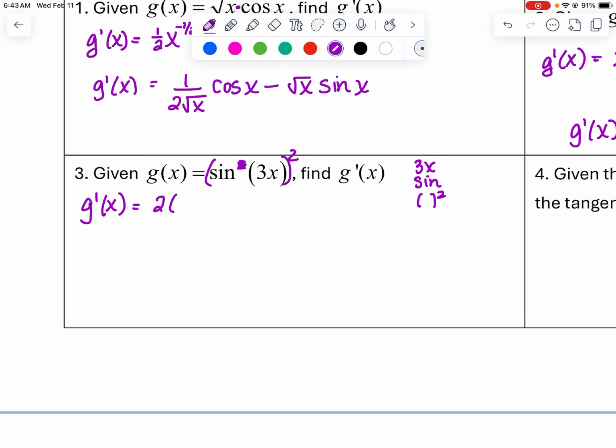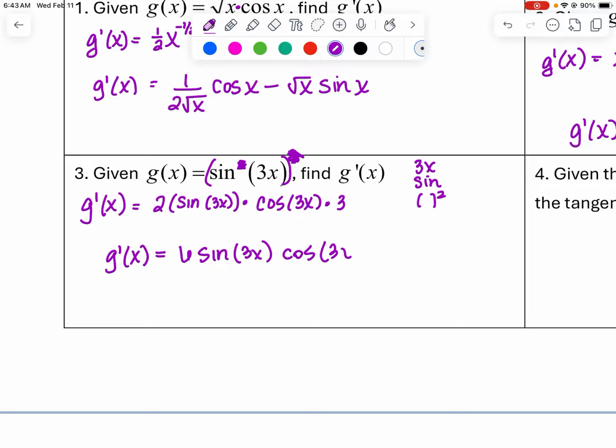So power rule first. So just the power, 2 out front, keep the power of 1, keeping the inside, so sine of 3x, times, we did the squared, and so now we're working our way inside. So now we have sine of 3x. The derivative of sine is cosine. We keep the inside, 3x, times the derivative of the inside, which is 3. And if we want to rewrite this, this is all multiplication, so I can write it in any order I want, which will be 6 sine of 3x times cosine of 3x.